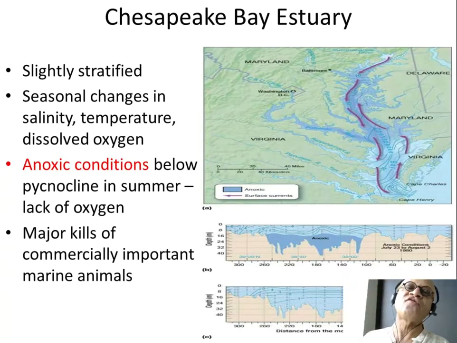Remember what I said before. This place is famous for crabs, oysters. Blue crabs are very famous from the Chesapeake Bay. If the oxygen disappears suddenly, crabs cannot run very far, very fast, so they will die. So there are major kills of commercially important marine animals. Several $1 billion worth of fisheries like menhaden and other things happen here. Crabs, of course, is big business.